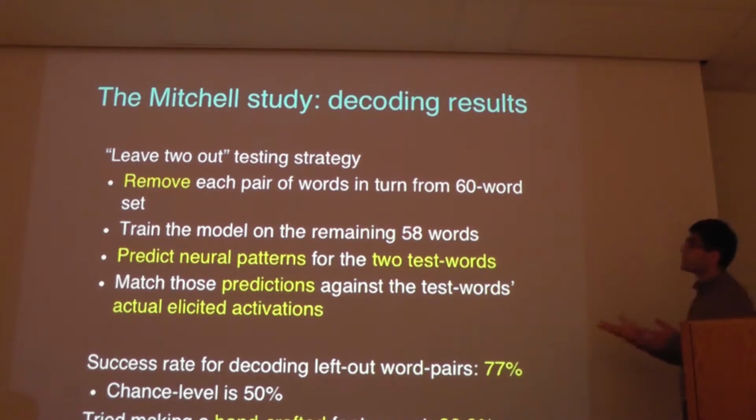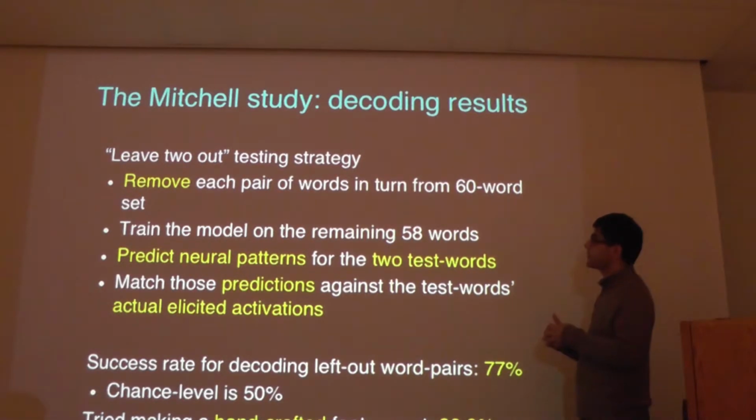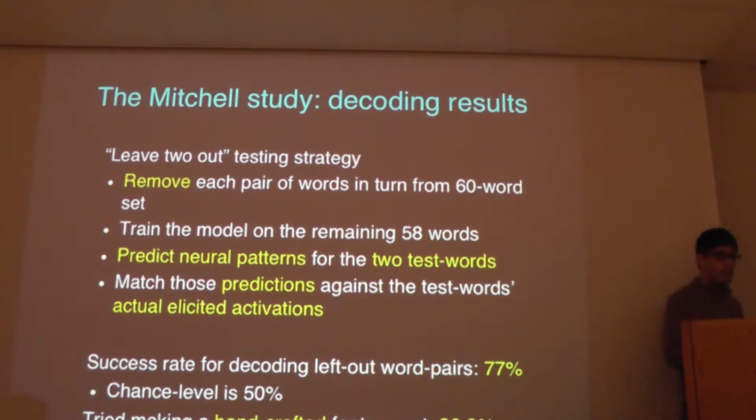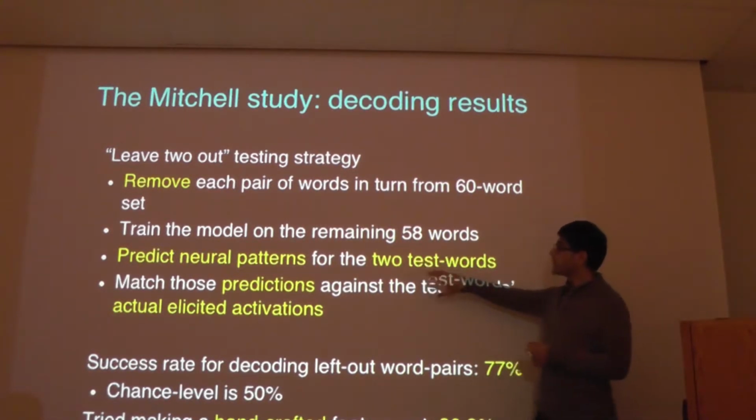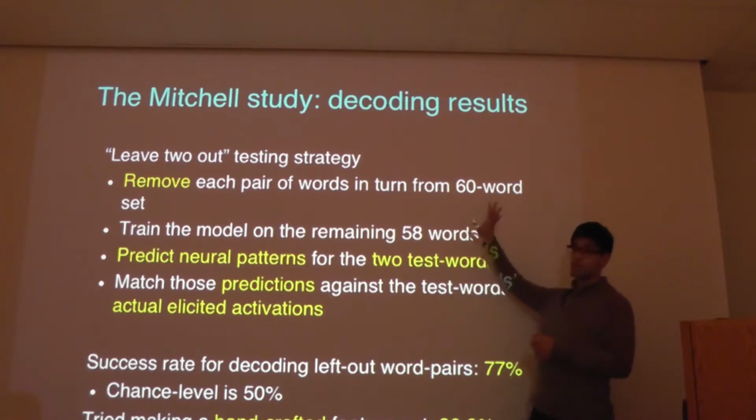So this is what a leave-2-out testing strategy is. You remove a pair of words, model the remaining 58, predict the neural patterns for the 2 other words, and then see how well that matches what you actually get out. And the really nice thing is that, as far as the model is concerned, it's never seen these 2 words before.